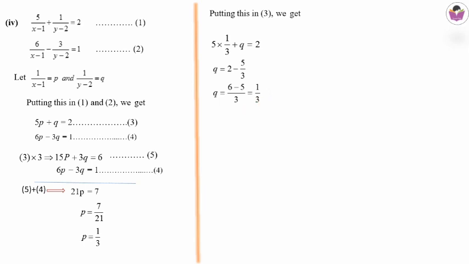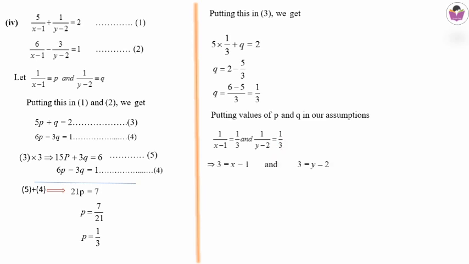We have got p and q, but p and q are not our question variables, so we have to resubstitute. 1 by x minus 1 is equal to p, and the p value is 1 by 3, and 1 by y minus 2 is q, and the q value is 1 by 3. Cross multiplying, 3 into 1 is 3, equal to 1 into x minus 1, that is x minus 1, and here also 3 into 1 is 3, equal to 1 into y minus 2, that is y minus 2.